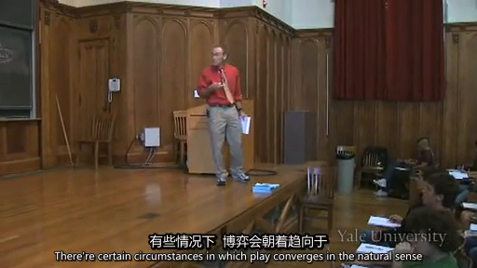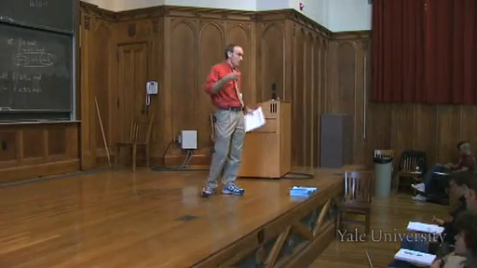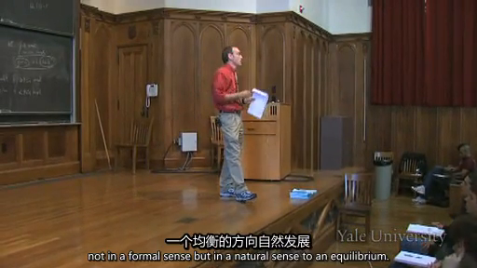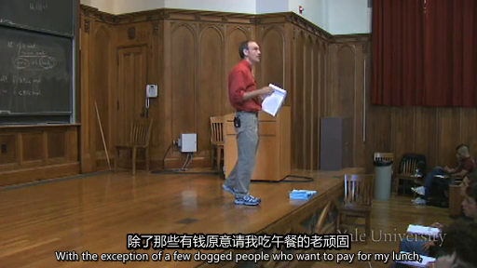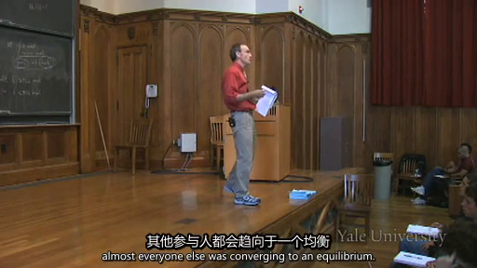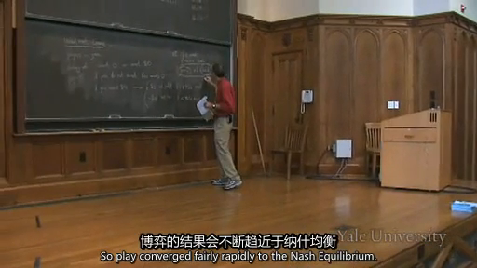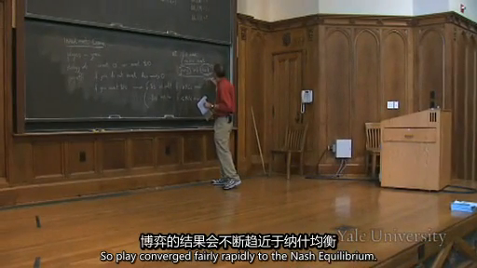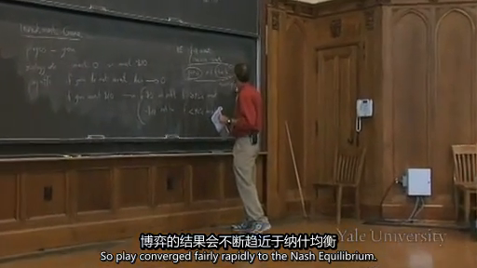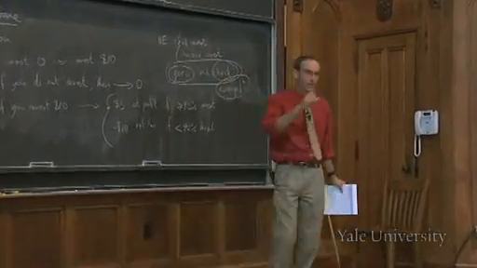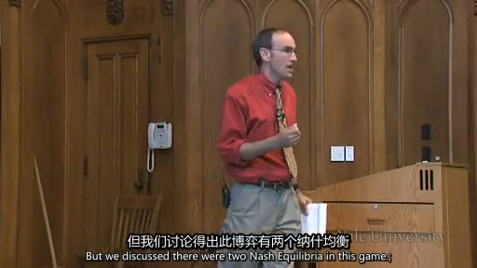There are certain circumstances in which play converges, in a natural sense, not in a formal sense, to an equilibrium. With the exception of a few dogged people who want to pay for my lunch, almost everyone else was converging to an equilibrium there. So play converged fairly rapidly to the Nash equilibrium. We discussed there were two Nash equilibria in this game.